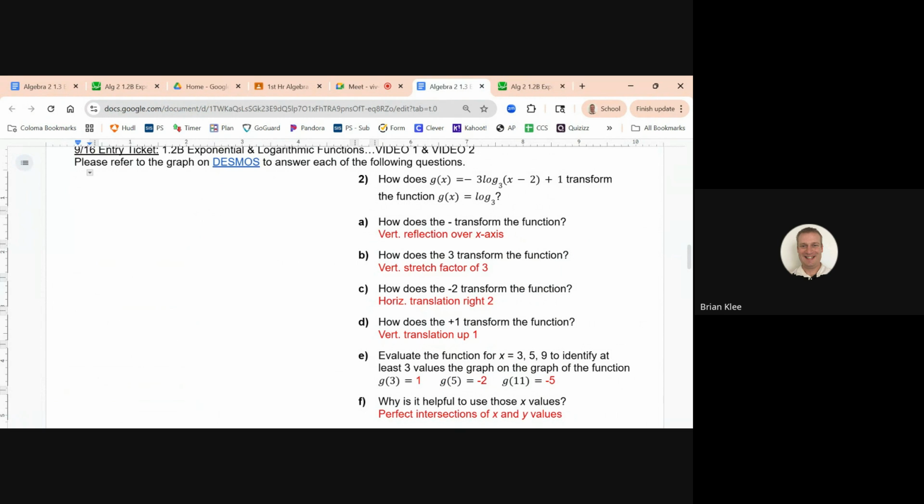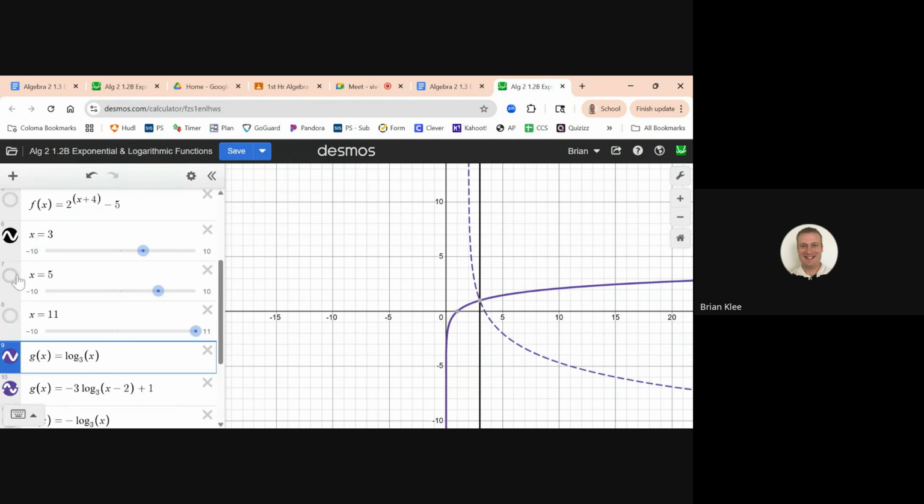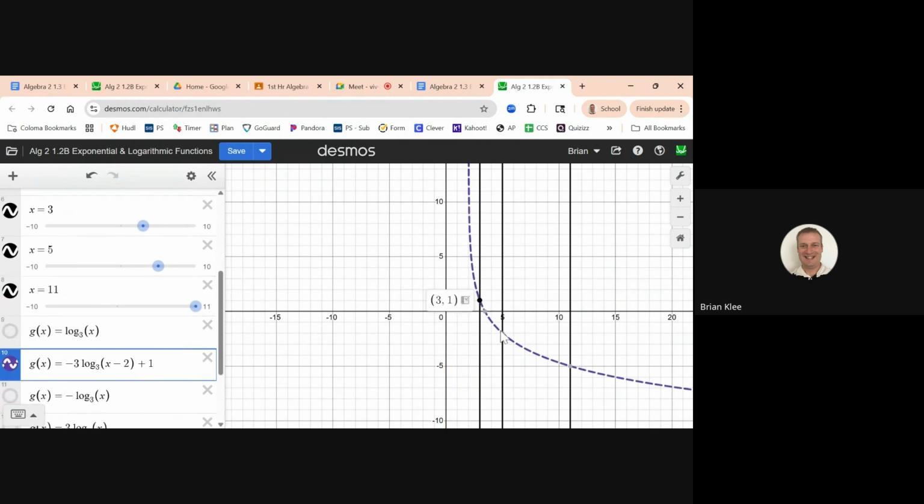And then lastly, evaluate the function for a few values. So to make sure you got things right on a Khan Academy problem, let's see what is happening on the function that has everything at a couple values. And quite clearly, we'll turn the parent function off there. At 3, we get a 1. At x equals 5, we type that in, we get a negative 2. And at x equals 11, we get a negative 5.